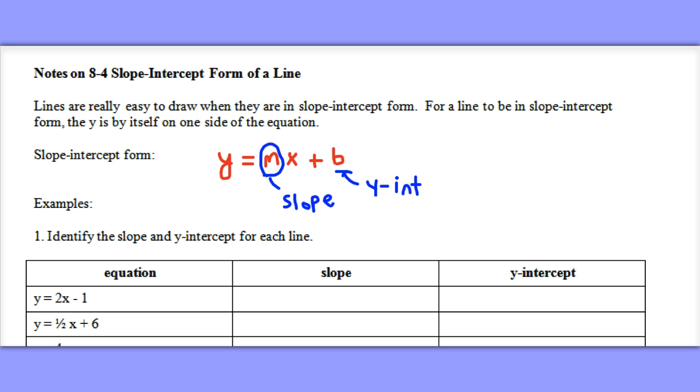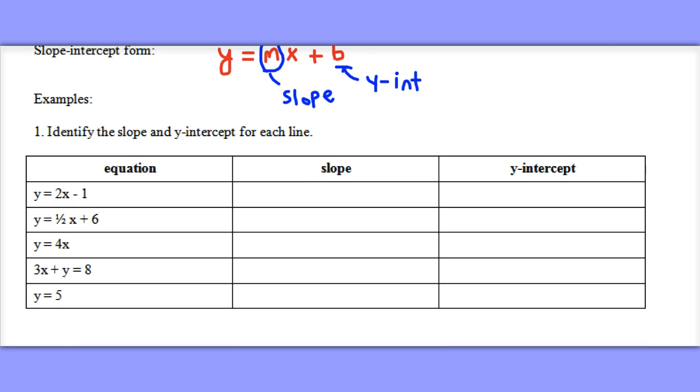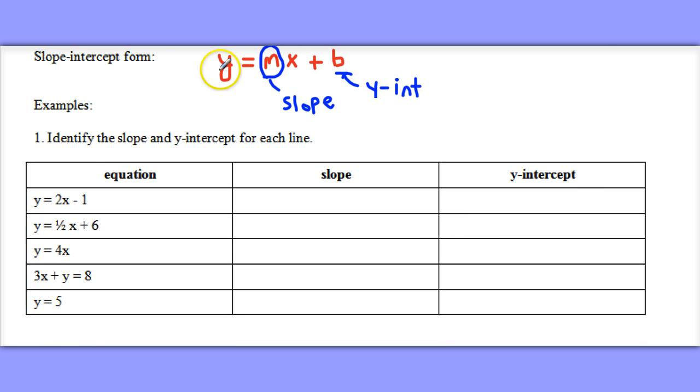So let's take a look at some examples. We're going to identify the slope and y-intercept for each line. Remember, y has to be by itself for us to identify the slope and the y-intercept. And in this first example, y is by itself, so our slope is 2, and our y-intercept is -1. And remember, this is really the point (0, -1). If we were to graph this, the y-intercept is the point that's on the y-axis. And then here we have once again y by itself, so our slope is 1/2, and our y-intercept is the point (0, 6).